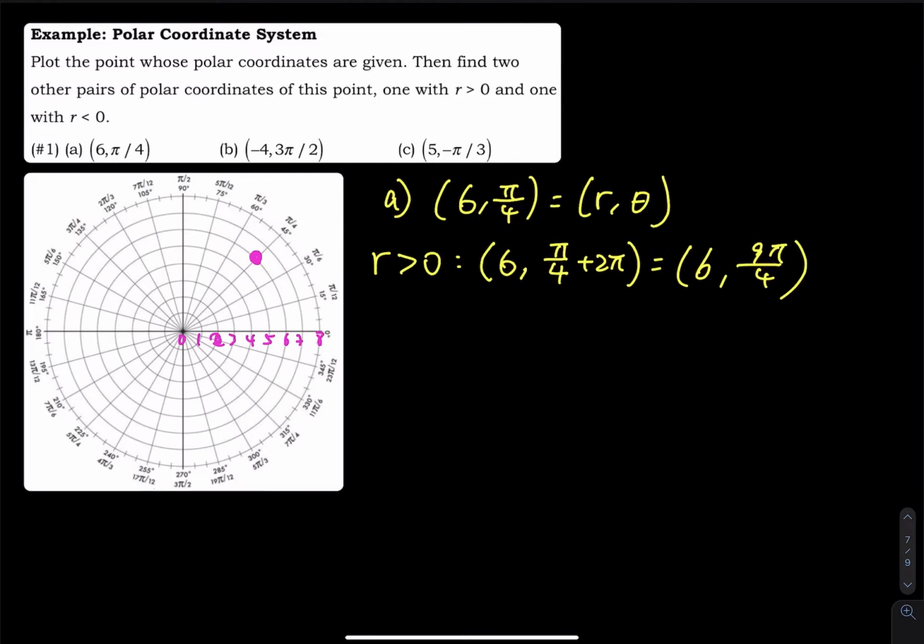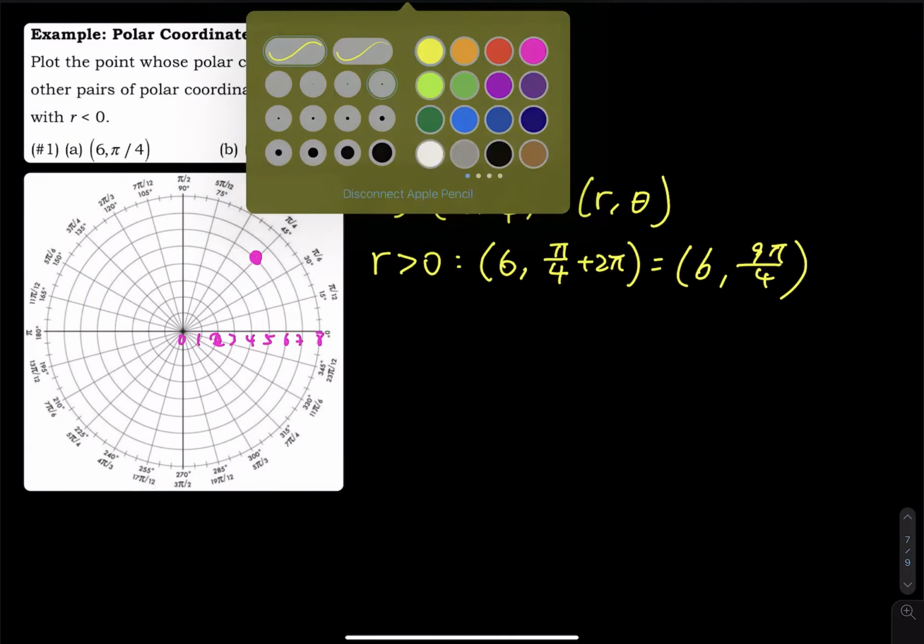So what does adding 2 pi mean? Go back to pink. Adding 2 pi means you just add one full circle to get back to the same point. All right, so let's erase that. One full circle to get back to the same point. And then we want to do r less than 0, so that means we have r equals negative 6.